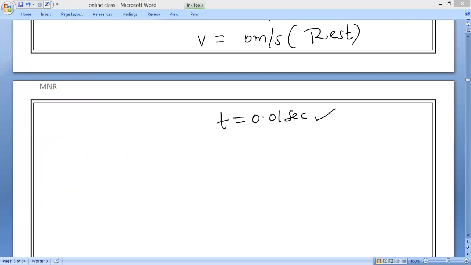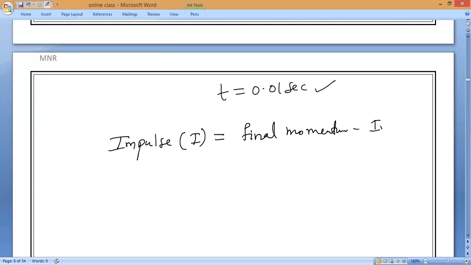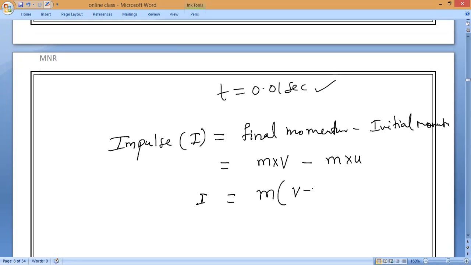Now what is the impulse formula? Impulse I is equal to final momentum minus initial momentum. Final momentum is m into v, minus initial momentum m into u. So impulse I is equal to m common, v minus u. Substitute it and tell me how much.